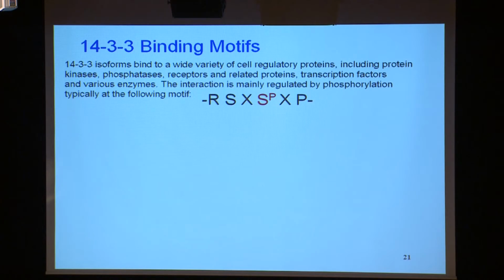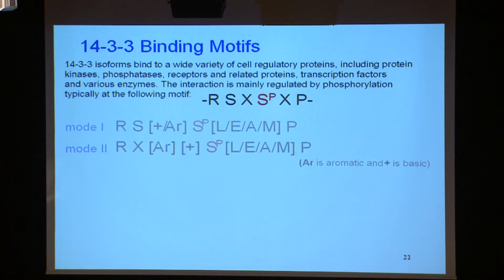Well, it was discovered also by us and other groups that the 14-3-3 isoforms bind to a wide variety of cell regulatory proteins: protein kinases, protein phosphatases, which take phosphate off the enzyme, transcription factors, various enzymes. And the interaction is regulated by phosphorylation at a typical amino acid sequence motif, where you have a basic amino acid, a phosphorylated serine, and another residue, and then a proline, which forms a kink or a bend in the protein and allows it to bend and bind in to the 14-3-3, as you'll see.